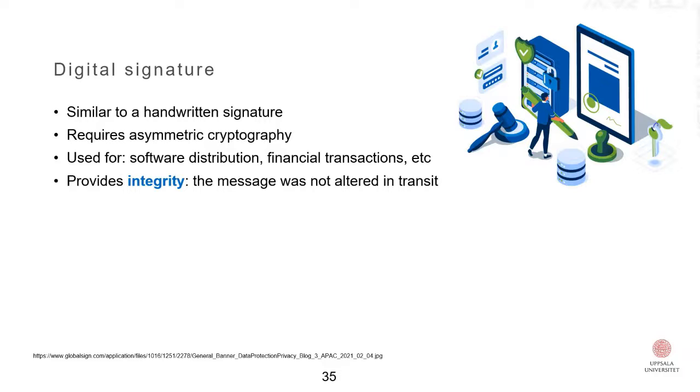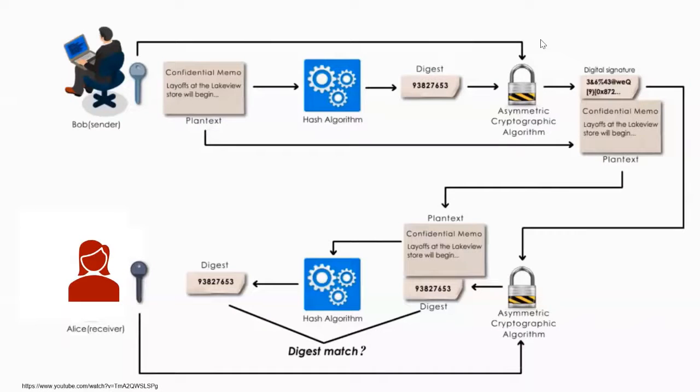Its main purpose is to provide integrity, meaning that we will make sure that the message was not altered in transit. So let's see how digital signature works. A person who wants to receive messages using digital signatures has to generate two keys, a public key and a private key. And they put the public key somewhere, which is public, and others who want to send messages to them can use it. And of course, they keep the private key private.